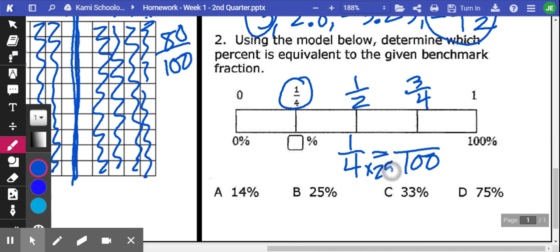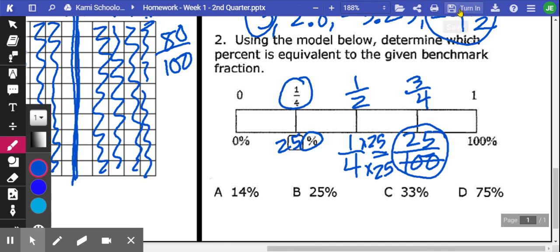Using our factors of 100. So how do we go from 4, 1/4, or how do we go from 4 to get us to 100? 4 times 25 is 100, and 1 times 25 is 25. So this fraction, 1/4, is equal to 25 out of 100. And that percent is going to be 25%. We take away the 100, put the percent symbol on there, and we have 25%.